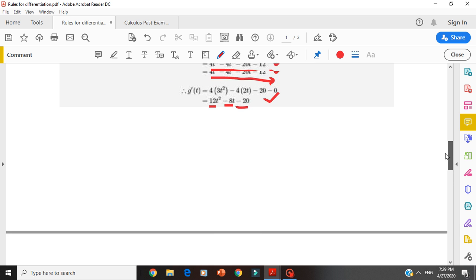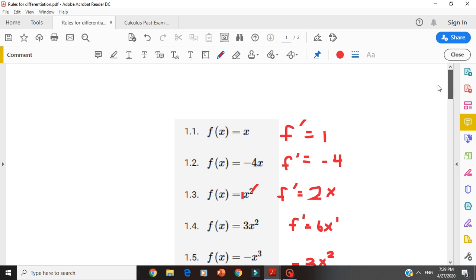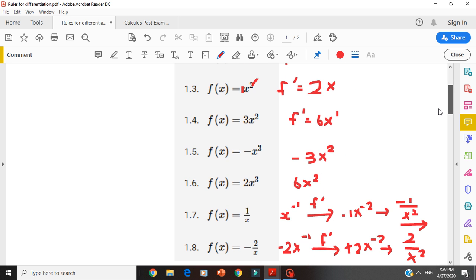Okay, so rules for derivatives is pretty simple. It just comes with practice.